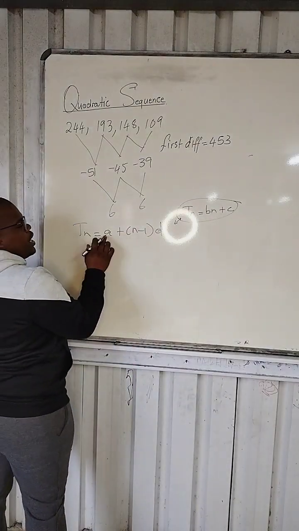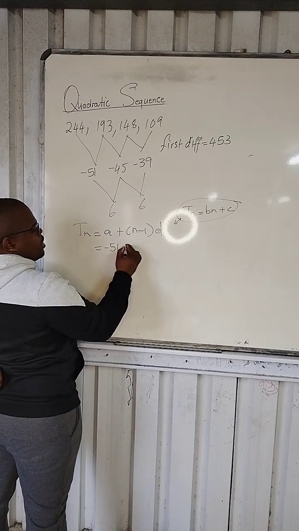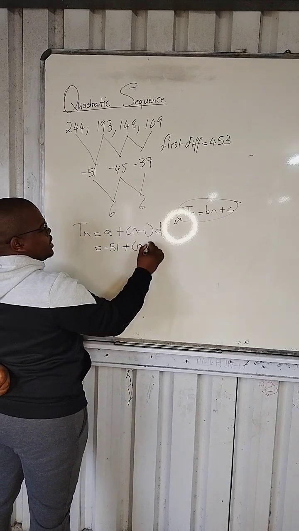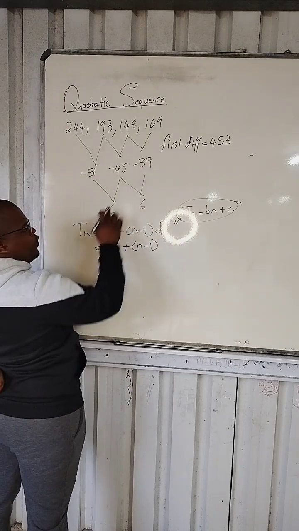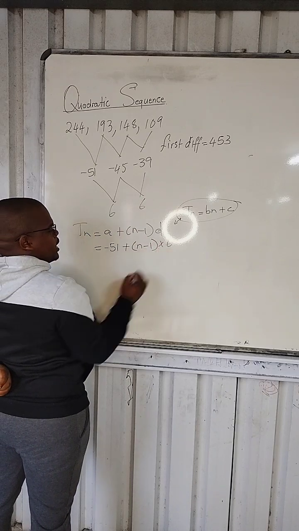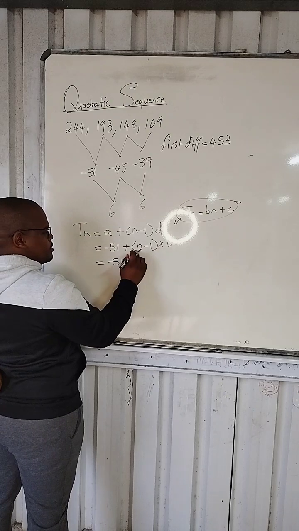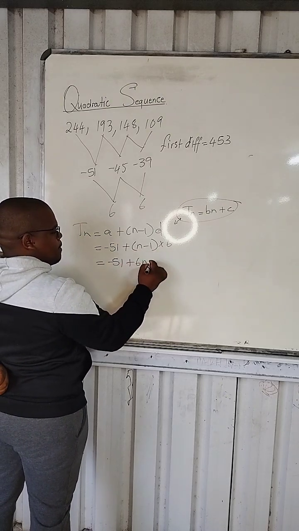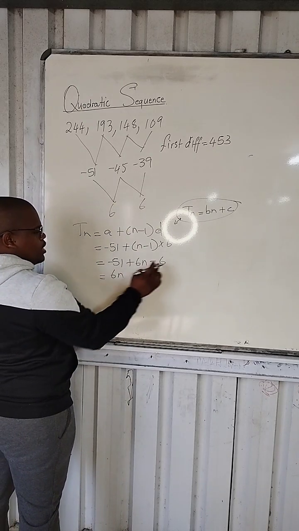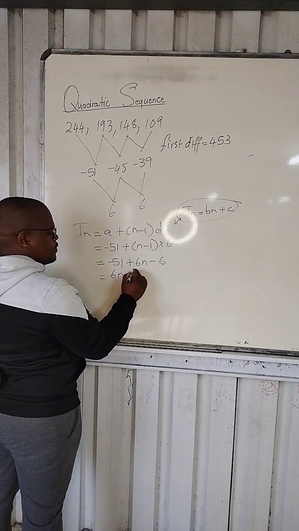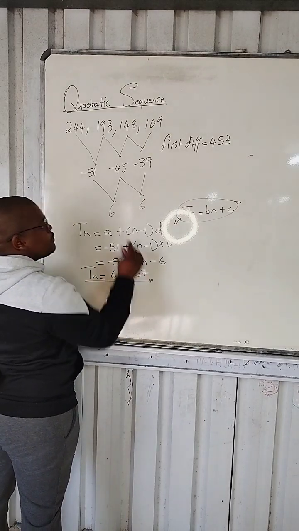Now let's continue. Here, a stands for the first term. The first term here will be negative 51 plus, open bracket, n minus 1. What is our difference for this one? Our difference for this one will be 6. Hence here I will multiply by 6. This will give us negative 51, and then this times this will be plus 6n minus 6. Hence here I will have 6n. This and this will give us negative 57. That is our Tn for the first difference.